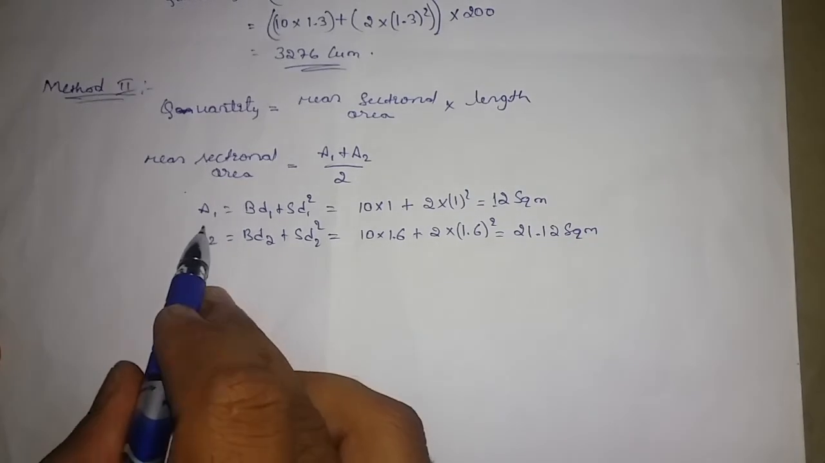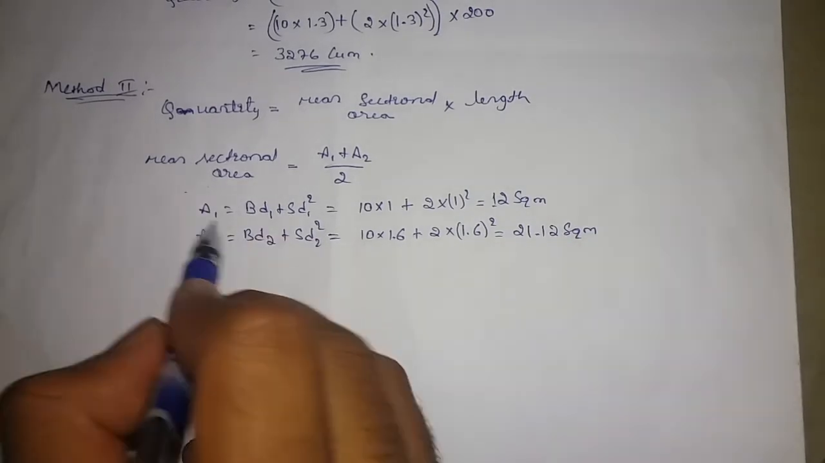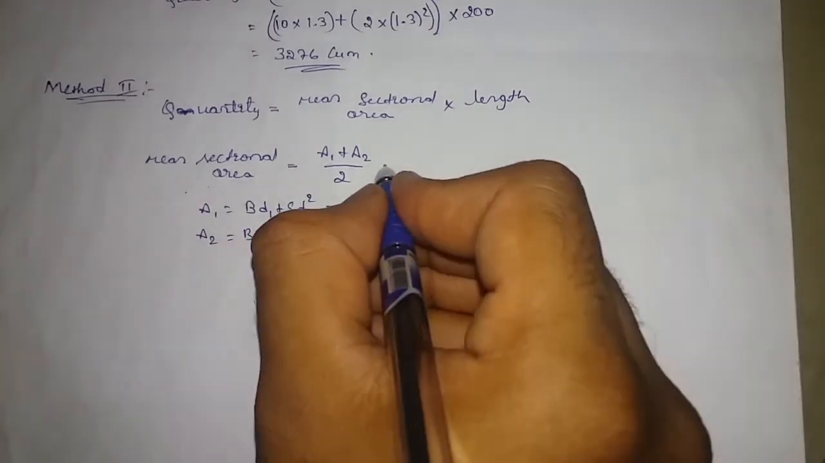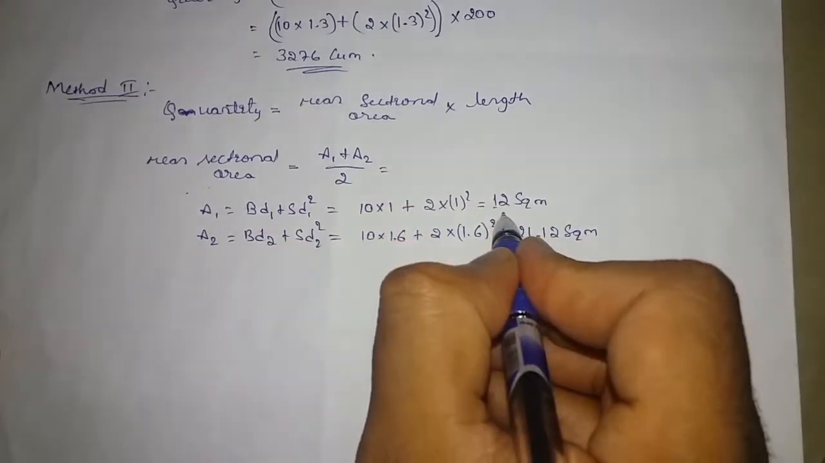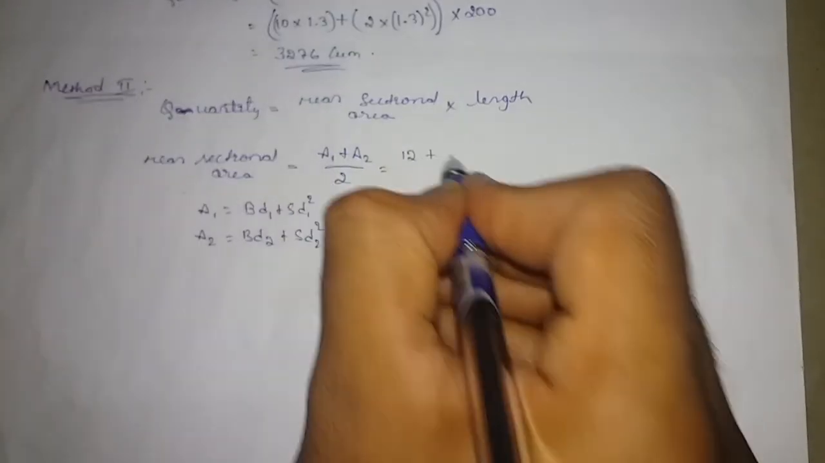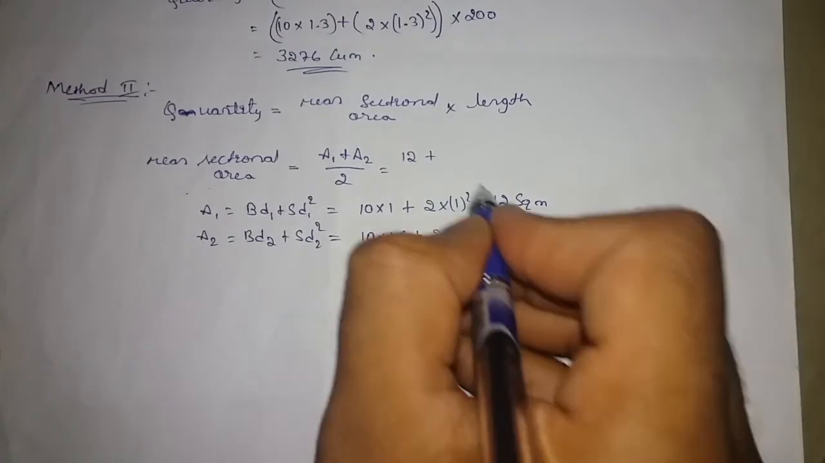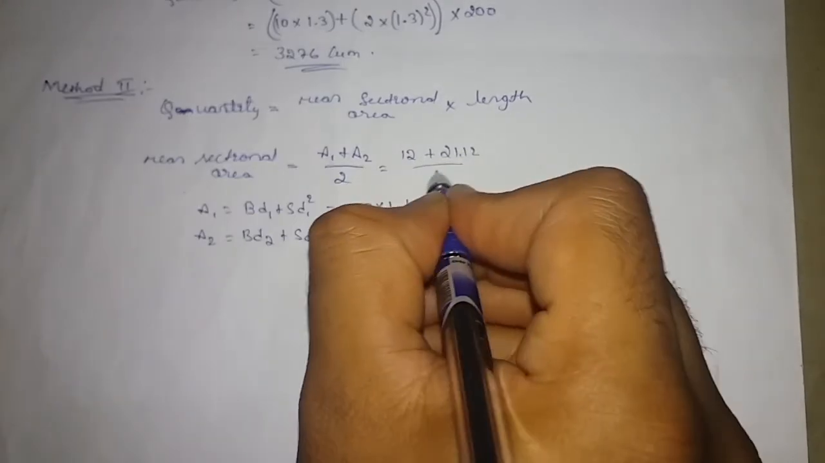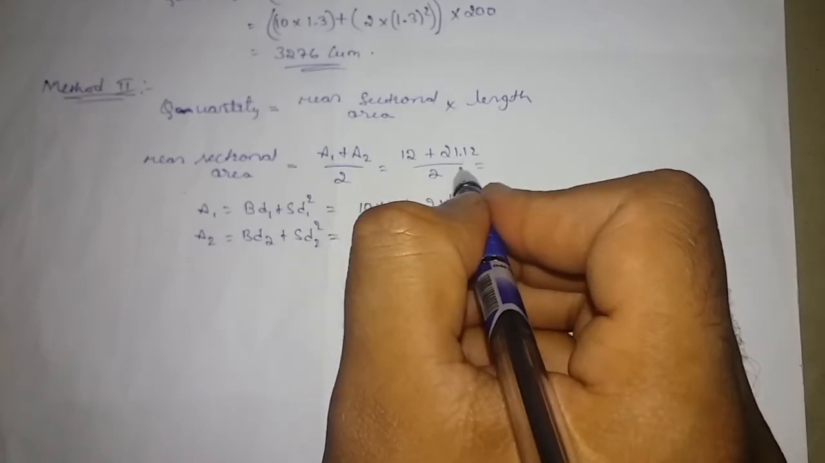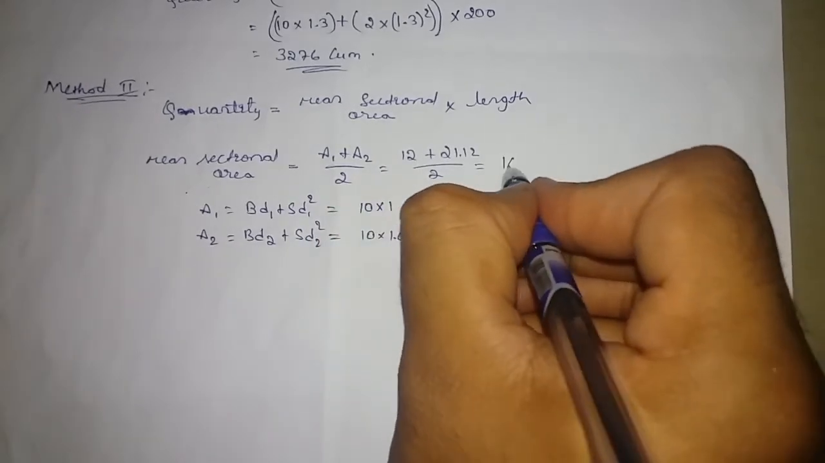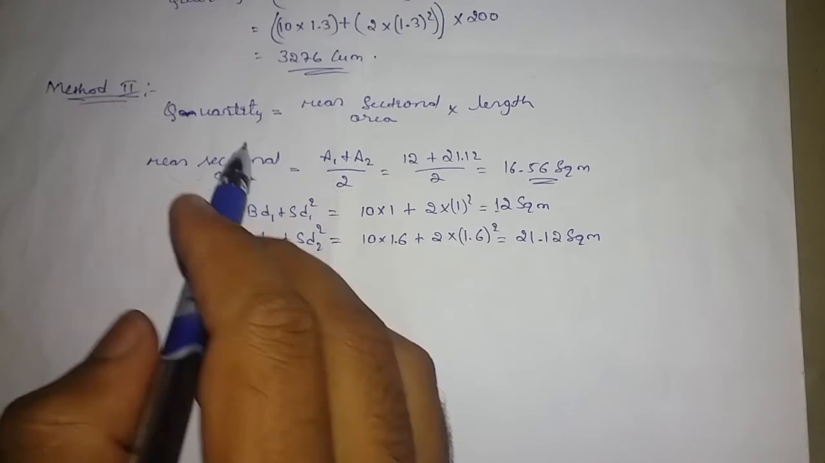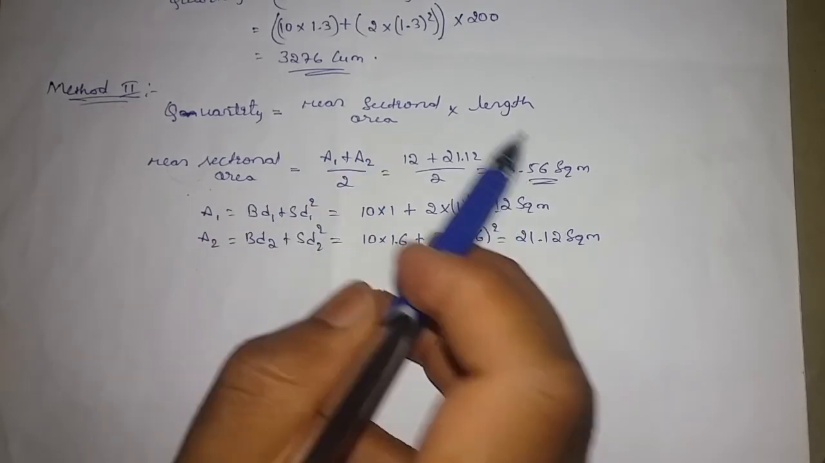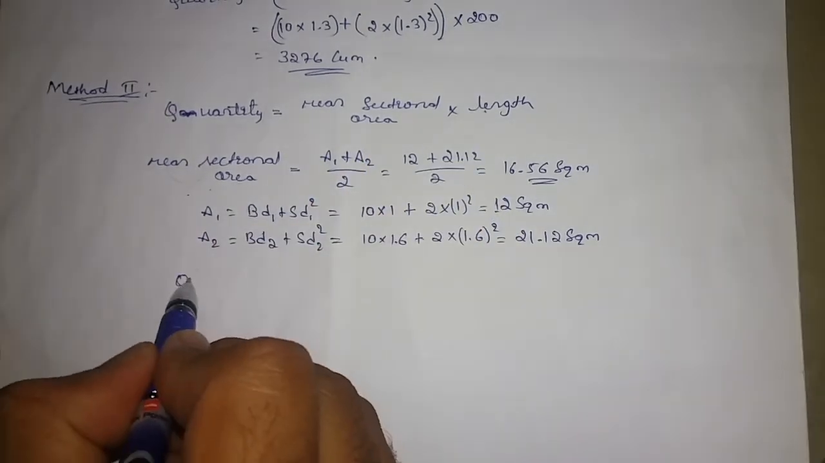Now you have the A1 value and the A2 value. You substitute these in the mean sectional area, that is (A1 plus A2) divided by 2. A1 is 12 square meter plus 21.12, divided by 2. If I substitute these values, the value we get is 16.56 square meter. You got the sectional area. Now you substitute the sectional area along with the length, and you will get the quantity.